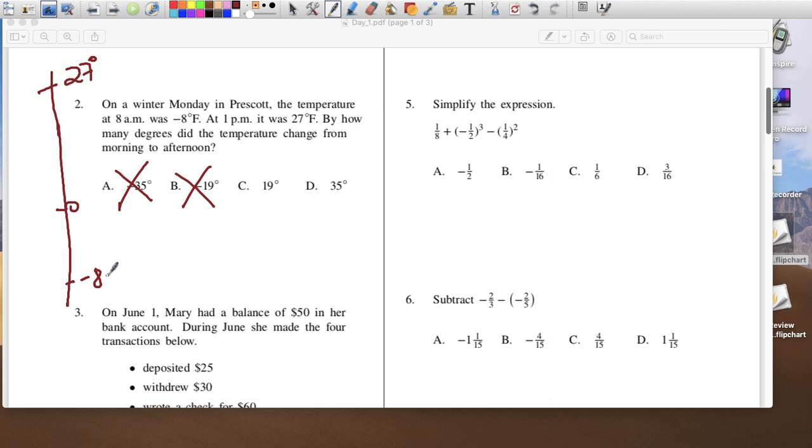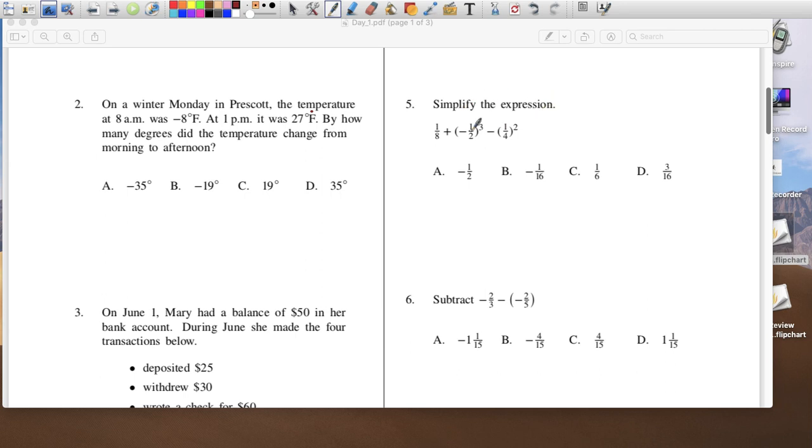So the temperature here from 0 to negative 8 is 8. And then from 0 to 27 is 27, and 27 plus 8 is 35. Right, so it went up 35. So this is not distance, but forget it. It's just 35 degrees. So it went up 35 degrees. Okay, and I'll come back to that later.